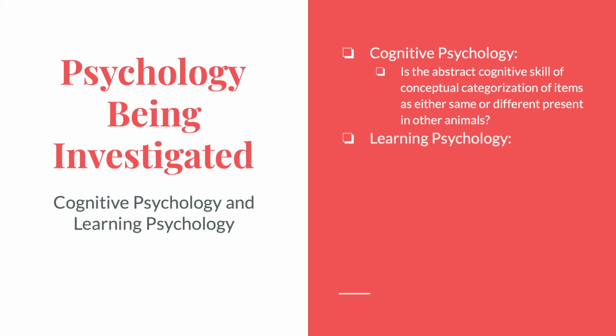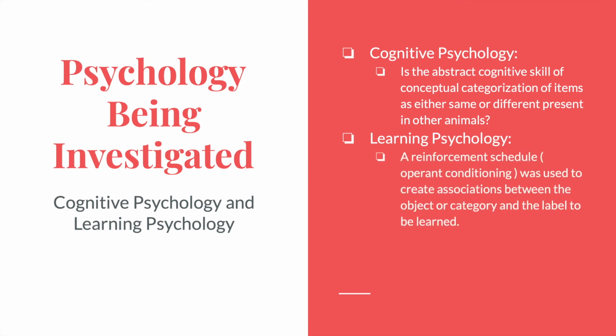Under the learning side of psychology in Pepperberg, a reinforcement schedule, also known as operant conditioning, was used in order to create associations between the object or category, as well as the label to be learned. The model rival technique, which was posed after Bandura, applied observable learning principles.